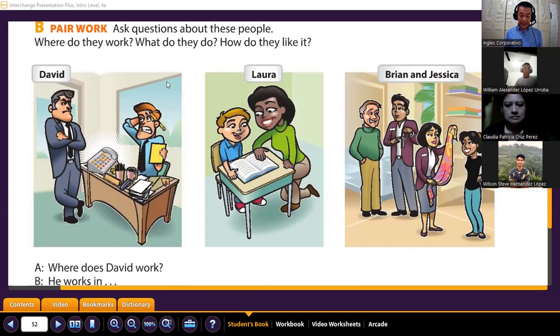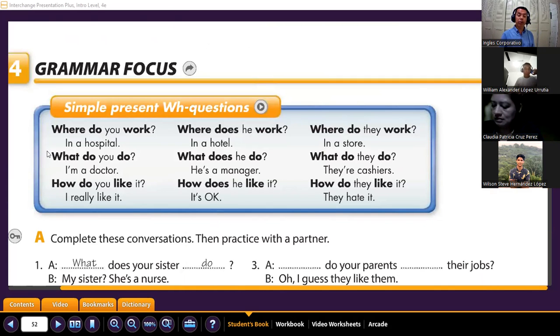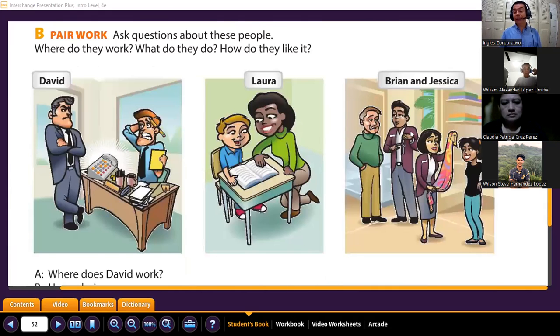Grecia, ready, Grecia? You make the questions, Grecia, and let me see. Veronica, you make the answer, right? Remember, the first one is with you, la primera con you. La segunda con he or she, la tercera con they, right? In this case, it's they, right? Okay, ready? Action.